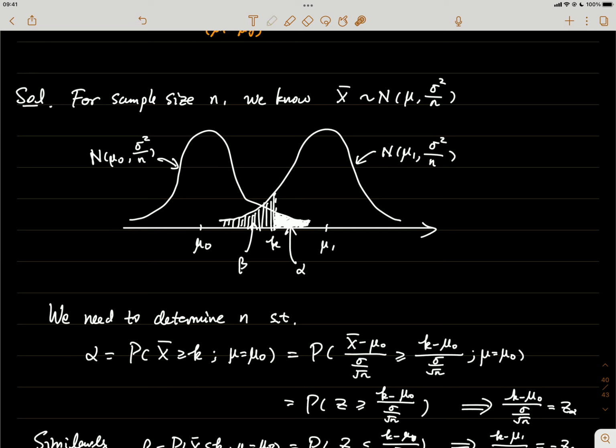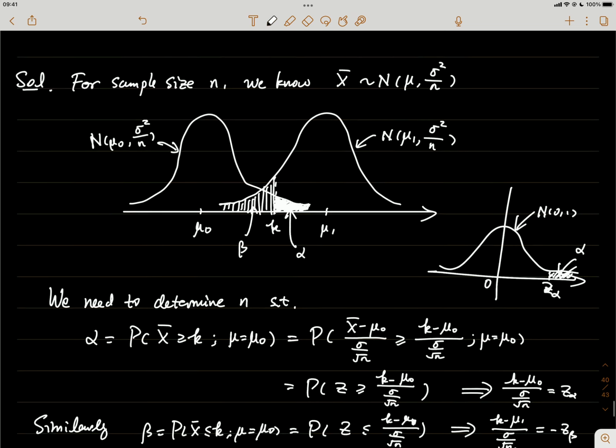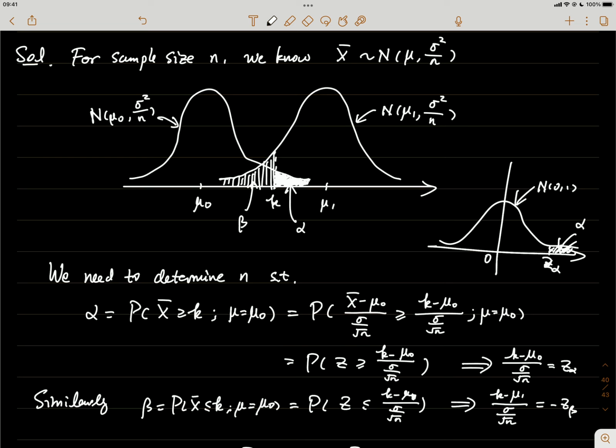Remember that z alpha is the value such that, here this is the standard normal, 0, and this is z alpha. So this is the point such that the tail has an area alpha. The shaded area is alpha. That's the z alpha. And we can look up this value from the table for the normal distribution. Now we have the alpha.